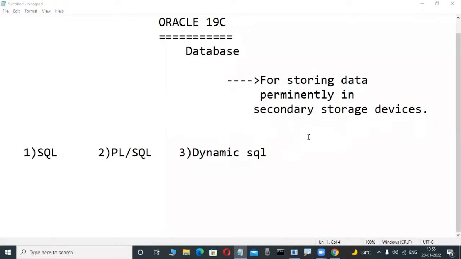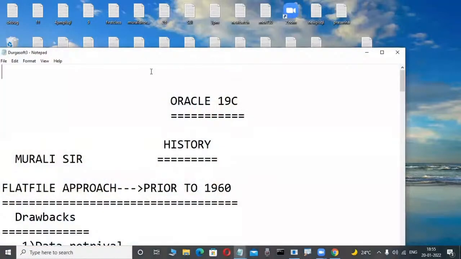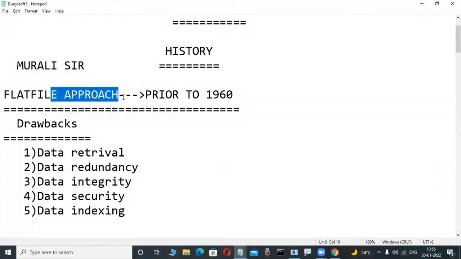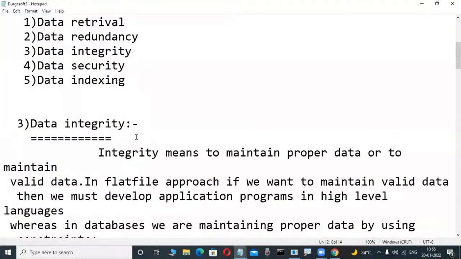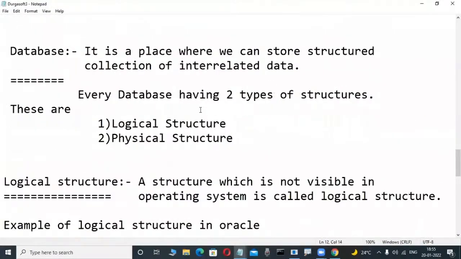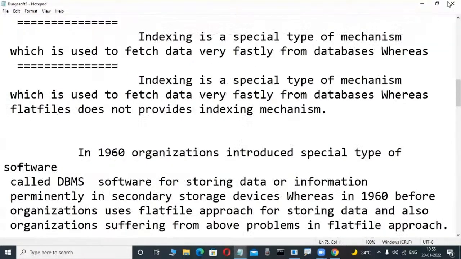In this course, we are covering SQL, PL/SQL, and dynamic SQL. One of these days, history also we will tell. In the olden days the flat file approach was there, and what drawbacks it had, we will learn in the middle of the course. Then what is a database, and what are the differences between DBMS and RDBMS, these things we are learning one of these days.